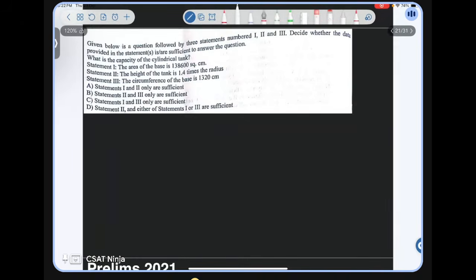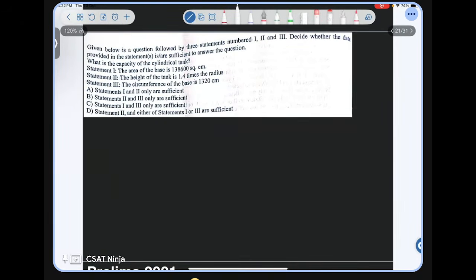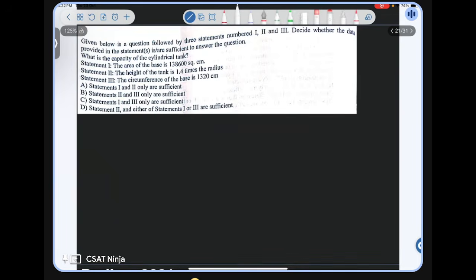Okay, this is the last question from last year's prelims question paper. If you look here, what is asked in this question? The capacity of a cylinder. Always remember, if the question says capacity or how much a bucket or a container can hold, always remember that volume is asked. In that kind of case, we are asked to find volume. So first thing first, we know we are asked to find volume.